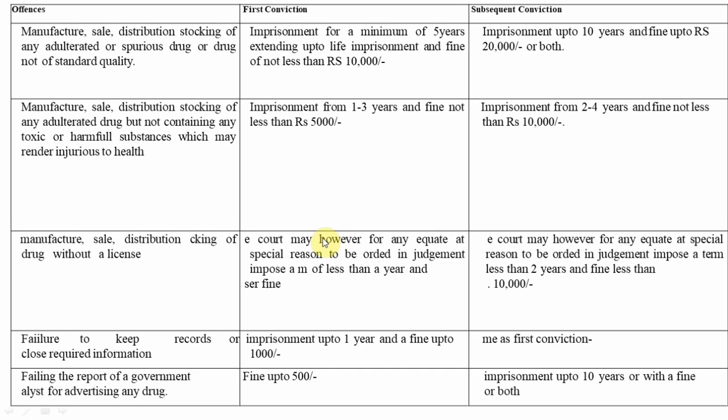These are the offenses for manufacturing, sale, distribution, stocking of any adulterated or spurious drugs or drugs not of standard quality. For first conviction, 5 years of imprisonment and 10,000 fine. Then subsequent conviction, 10 years of imprisonment and 20,000 fine, or both.